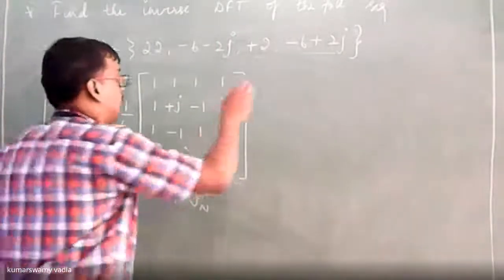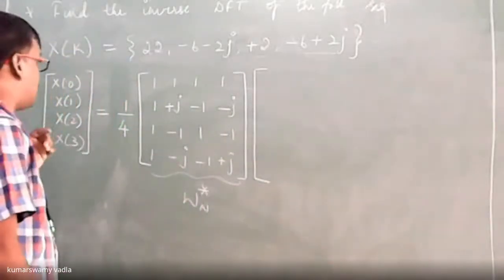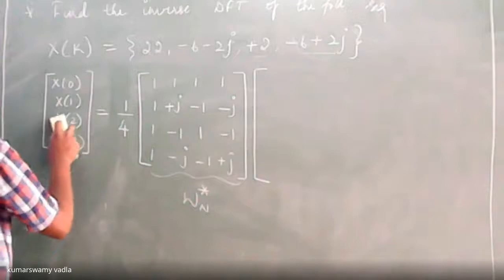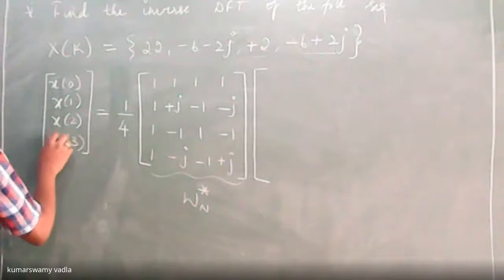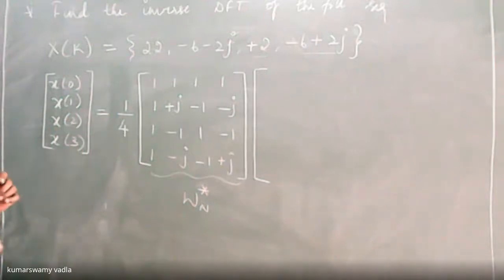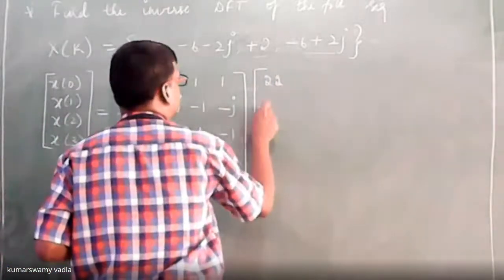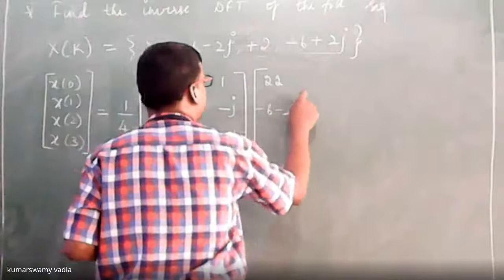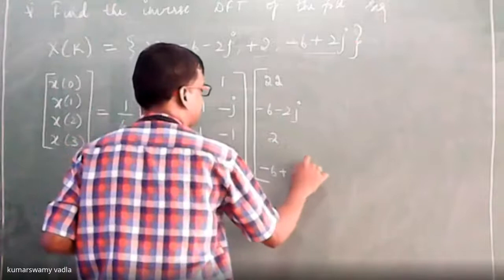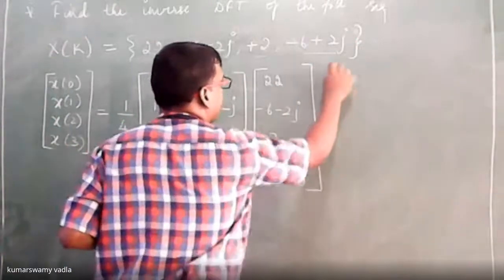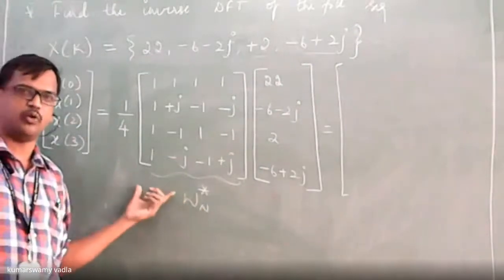Okay. Then what is it that you require here? Capital X of k values. Sorry, this is small x, please. Small x of 0, small x of 1, small x of 2, small x of 3. This is equal to... what is capital X of 0, friends? 22 minus 6 minus 2j plus 2 minus 6 plus 2j. Is the point clear here, students? The matrix which I have written on the board?